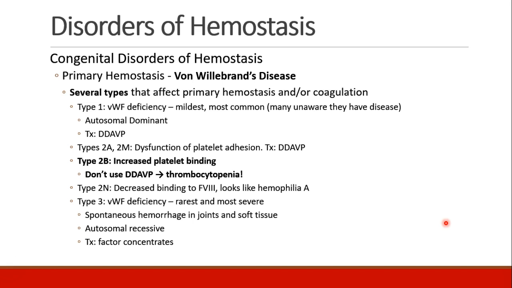There are many different types too, and I don't think you need to memorize these. You just need to be aware that there is one type of von Willebrand's disease where DDAVP will actually cause thrombocytopenia. And finally, type 3, which is the rarest and most severe. These patients benefit not from DDAVP, but from factor concentrates of von Willebrand's factor.